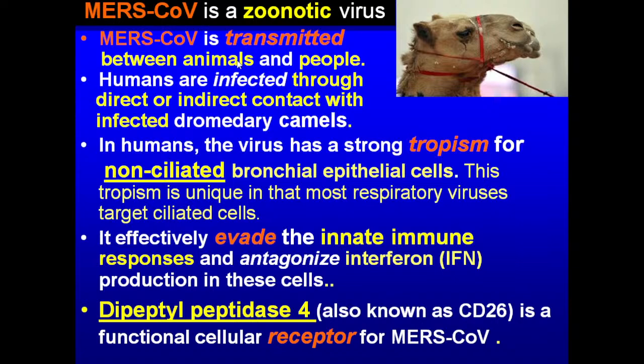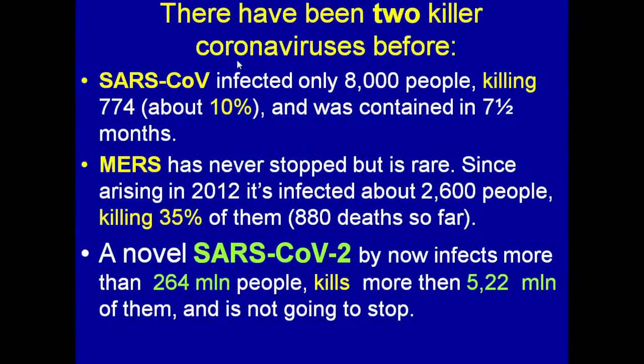The MERS-CoV uses dipeptidyl peptidase 4, also known as CD26, as a functional cellular receptor. So it has high affinity to this receptor, and that is the difference between MERS and SARS. To summarize, by 2019 we already had two killer coronaviruses: SARS-CoV and MERS.